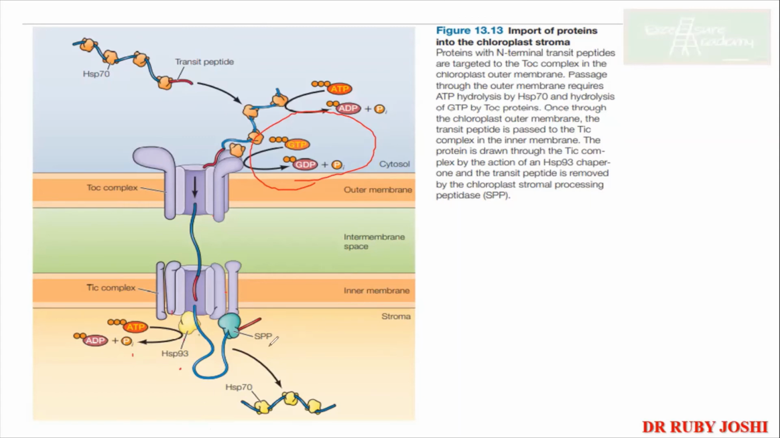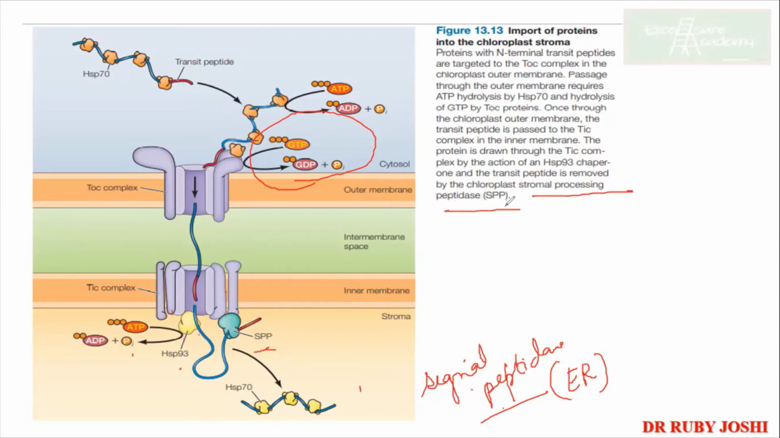Okay, and SPP, if you remember, we have always talked about the signal peptidase, right? So we need to remove the signal sequences. For that, it is the signal peptidase. The signal peptidase we talk about in the ER, right? In the case of the mitochondria, it was MPP, the matrix processing peptidase. Now, in the case of chloroplast, it is SPP, which stands for stromal processing peptidase, which is present in your chloroplast.